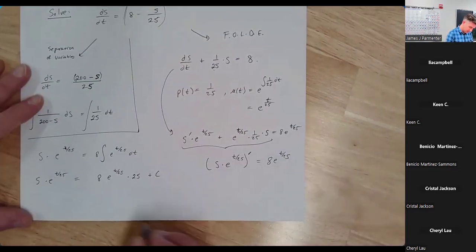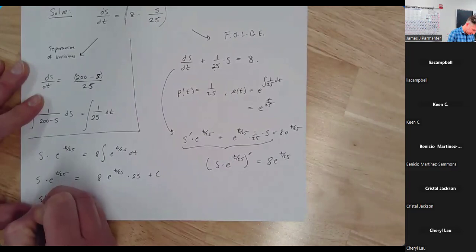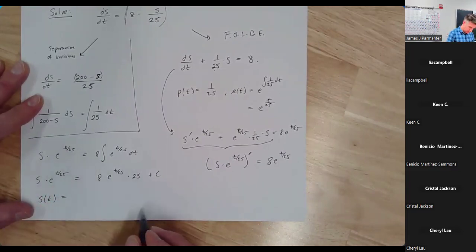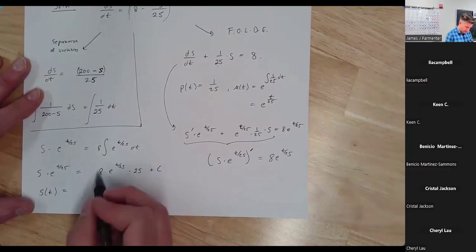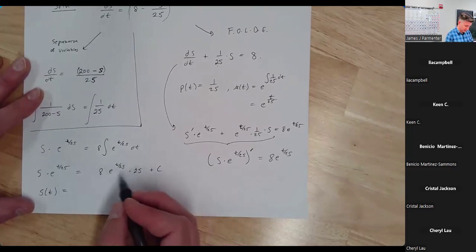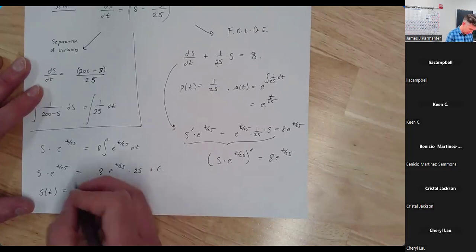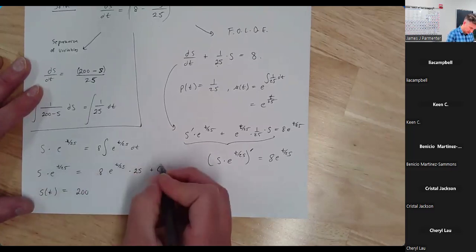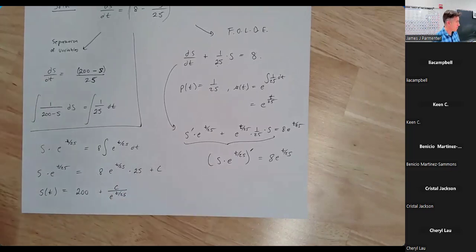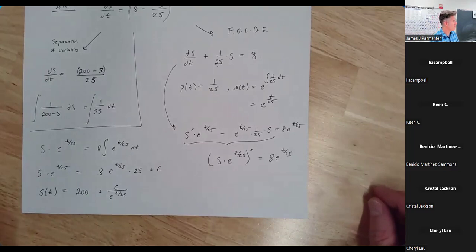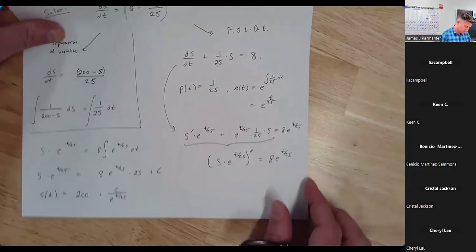And then finally, S as a function of T is equal to, if I divide everything by e to the t over 25, look what I get. This first term divided by e to the t over 25 is just going to be the 8 times 25, which is 200. And then you're going to get C divided by e to the t over 25. So there's our solution, except we have to find C. And we have a minute, so we can do it.